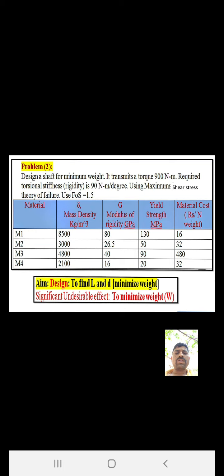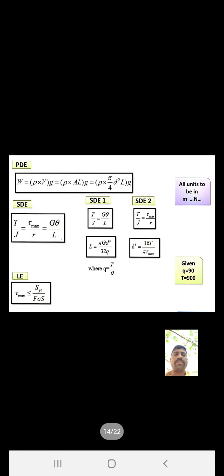Here we want to calculate the significant undesirable effect to minimize the weight. Our aim is to minimize the weight by finding L and D. First, the design equation. Everything needs to be in Newton meter. W is equal to rho into V into G, where rho is the density and V is the volume. V is area into length, so V into G. What is the area? Pi by 4 into D square. This is the primary design equation.